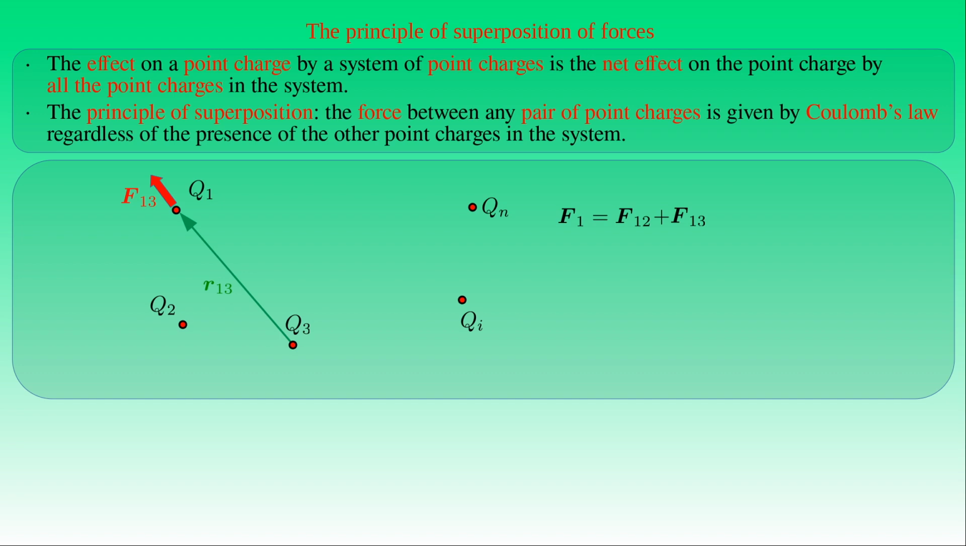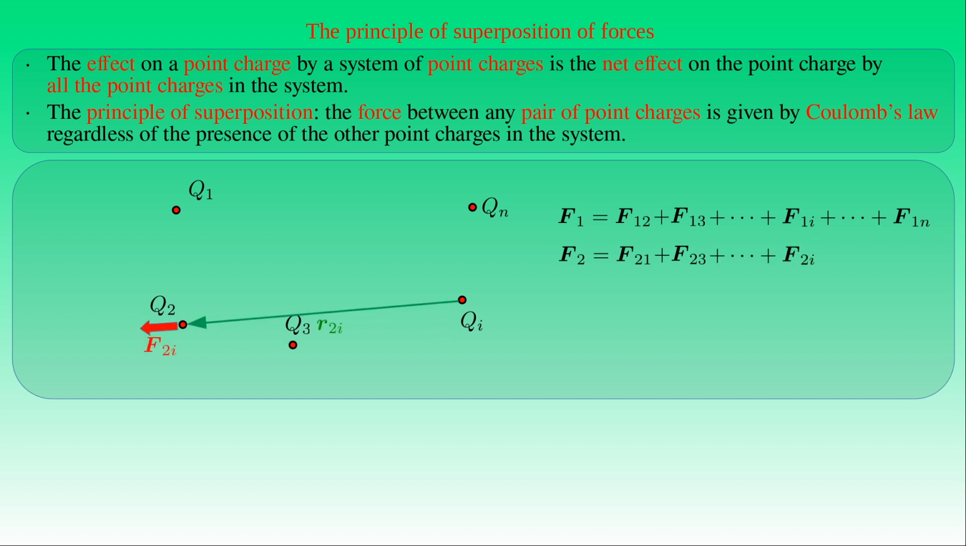We can continue the sum through the forces F1i exerted by a general point charge Qi in the system, where i is not equal to 1. These forces are always determined by the charge pairs Q1 and Qi and the length of the vectors R1i. The last term of the sum will be the force F1n exerted by the charge Qn. In the next step, we compute the force F2 acting on the charge Q2, which is the sum of the force F21 exerted by the charge Q1, the force F23 exerted by the charge Q3 and so on. A general term in this sum is the force F2i exerted by the point charge Qi, and this sum finishes with the force F2n exerted by the charge Qn.